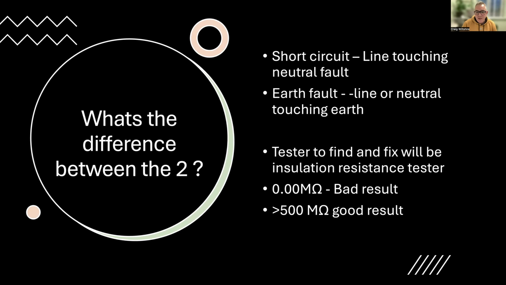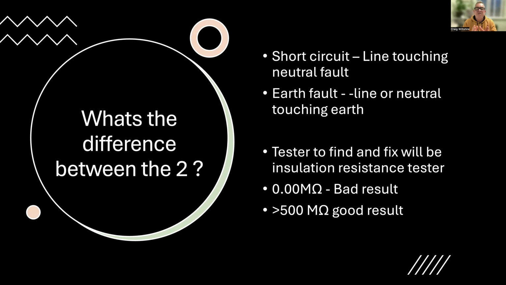So that's good, right? The test that we're going to be looking for you to do is an insulation resistance test. And obviously a 0 megaohms reading, as you can see there, is a bad result. So that's two things touching. And greater than what the tester can read. My tester reads 500. Yours might read 999, whatever it is. That's going to be a good result. So that's going to be the bad result you're going to show. Then you're going to show the fault. Then you're going to show the good result.